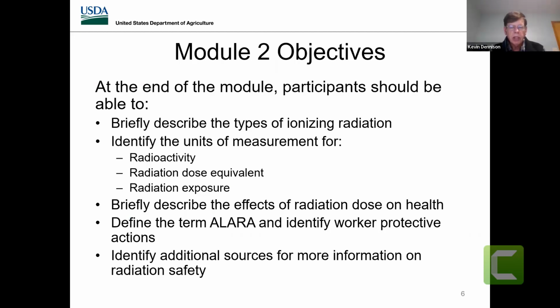The module 2 objectives are to briefly describe the types of ionizing radiation, identify the units of measure for radioactivity, radiation dose equivalent, and radiation exposure, which can be challenging with both the international units and the US units currently being used. Briefly describe the effects of radiation on dose and health. Define the term ALARA, which is as low as reasonably achievable, and identify work and protective actions, and identify additional sources for more information on radiation.